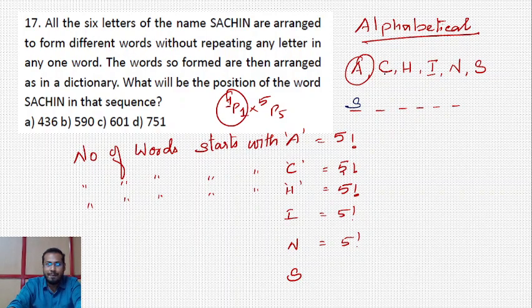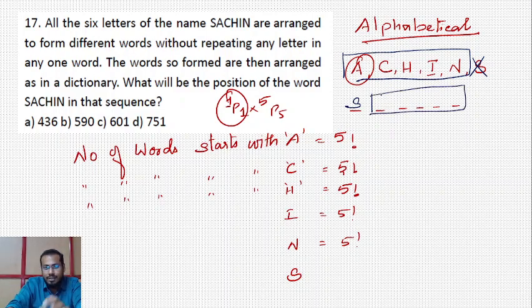So first of all, S was placed here. So the remaining letters should come after it. Write them in alphabetical order: A, C, H, I, N. This is already in alphabetical order. You need not change anything. A comes first, then C, then H, then I, then N. So the first word starting with S itself is Sachin. Correct. If anything is interchanged, I need to find that also, but here only S was misplaced. If I write S first, the remaining are already in alphabetical order, and the name Sachin also came in alphabetical order.